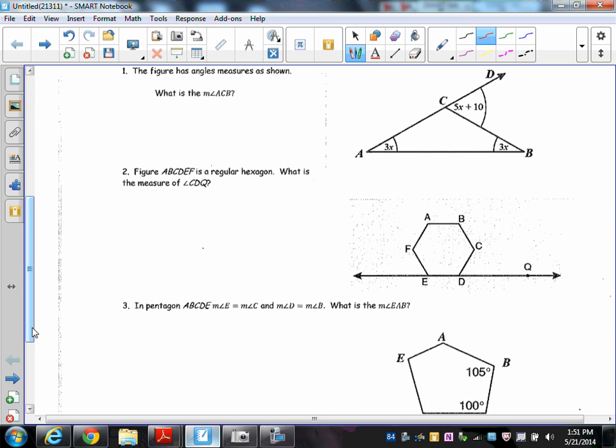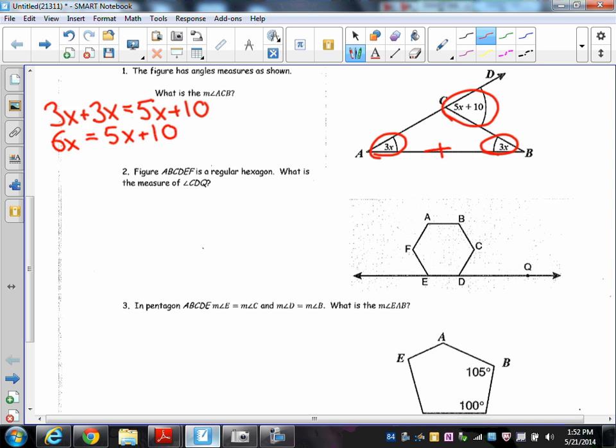So let's take a look at number 1. It's asking us for the measure of angle ACB. There's a property we learned earlier in the year. It said that we add up the two remote interior angles. That's the ones that are far away from this exterior angle that we have, 5x plus 10. And whenever we add up those remote interior angles, it's going to equal the exterior angle. So all we do is solve for this. And when you do that, you get x is equal to 10.